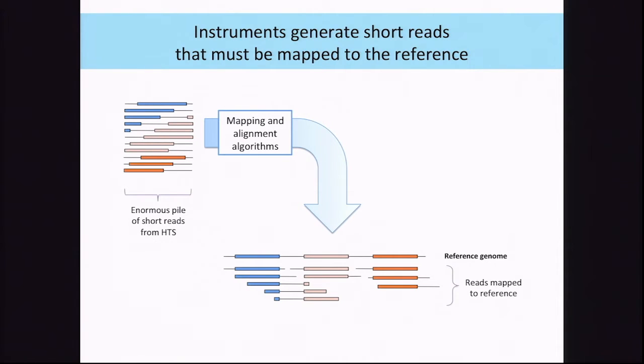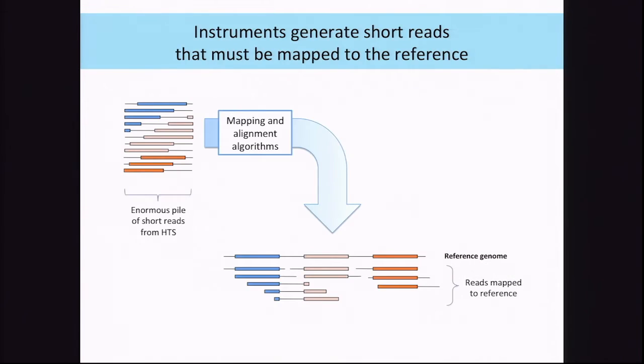The sequencer gives us these short reads. The sequencer has no idea where these short reads are located on the genome. It just knows what the letters are. We need to figure out some way to align them, some place to map them, put them in the correct location on the genome. There are lots of sophisticated algorithms and programs that do this, and we'll talk about this later in our best practices.